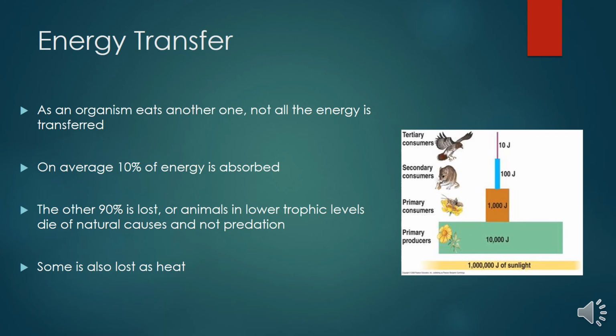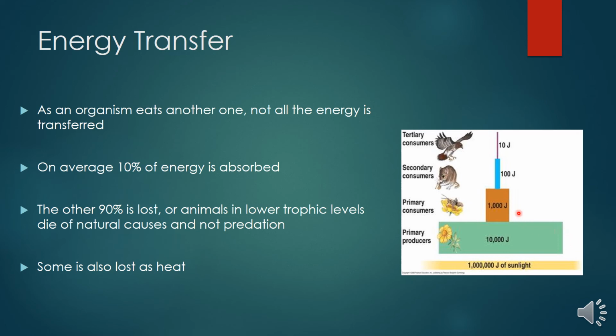Energy transfer. As an organism eats another one, not all the energy is transferred. On average, only about 10% of energy is absorbed. So plants absorb about 10% of the sunlight that's available, and then things that eat the plants get about 10% of that energy, and then things that eat those primary consumers get 10%, and then 10% again. So some of this is lost by animals in these lower levels, producers, consumers. Not all of them get eaten. Some of them die of natural causes, so that energy gets lost and goes back into the soil.